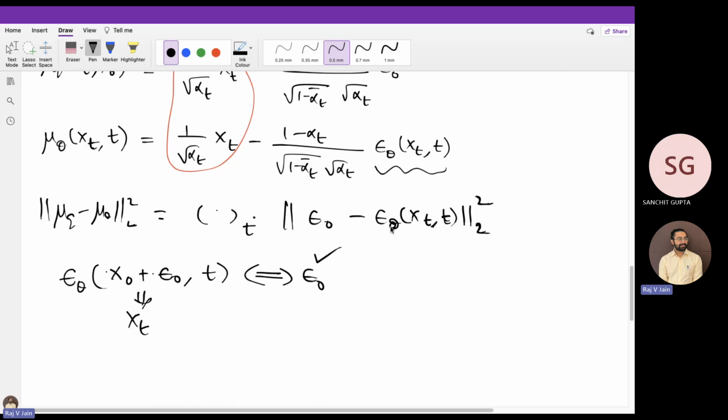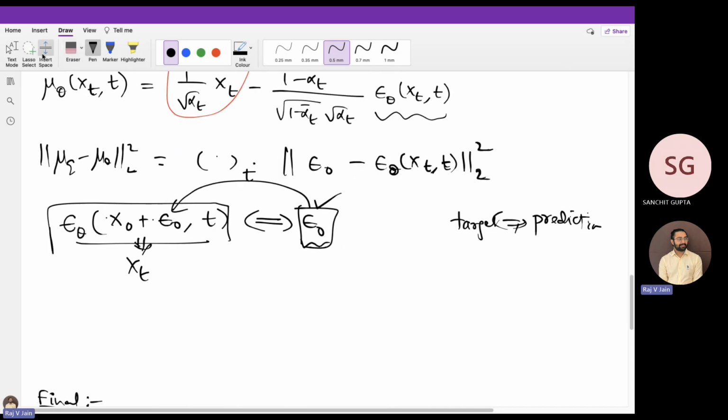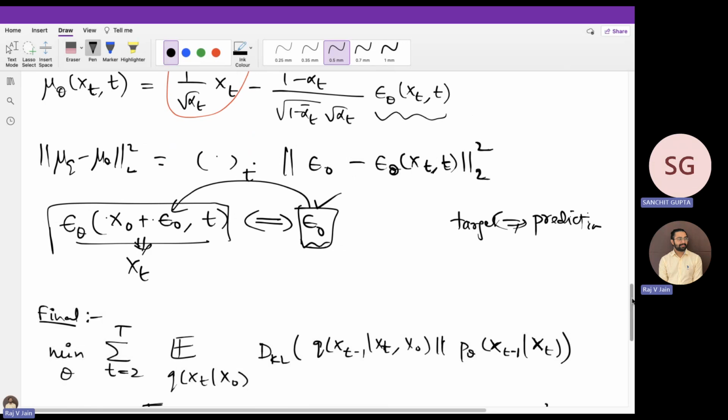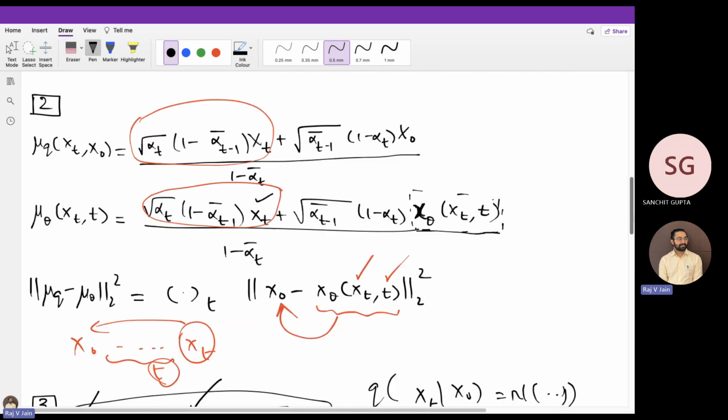That's how we relate epsilon naught and what epsilon theta should predict. If you were to just say that this should match a Gaussian distribution, that is not right. It was the noise that was added to x naught to give me xt. So it becomes similar to the idea that there is a target and a prediction to be made. This is the true noise, this is the prediction of the noise, and this needs to be similar. We're trying to learn a denoising transformation.